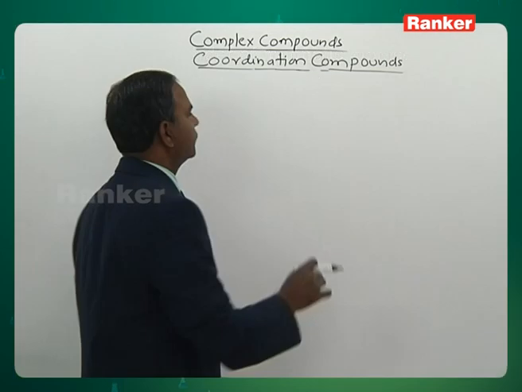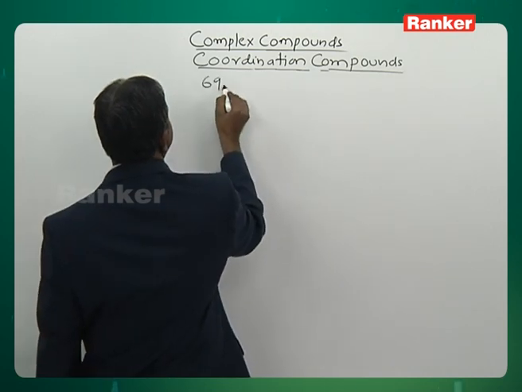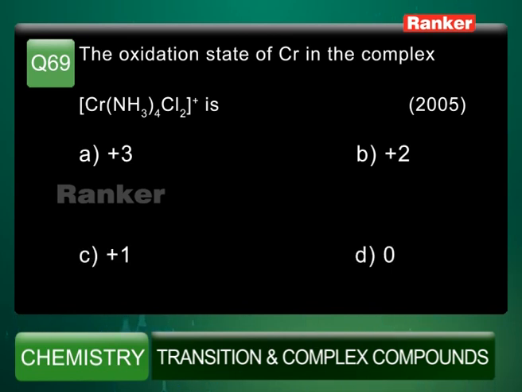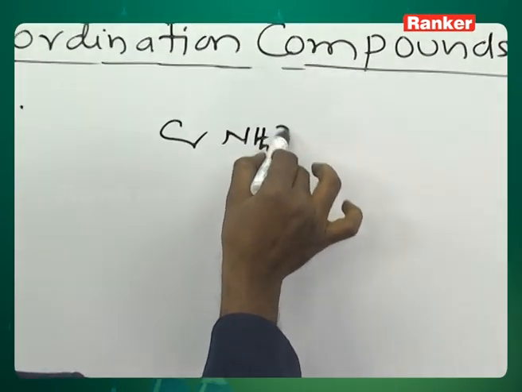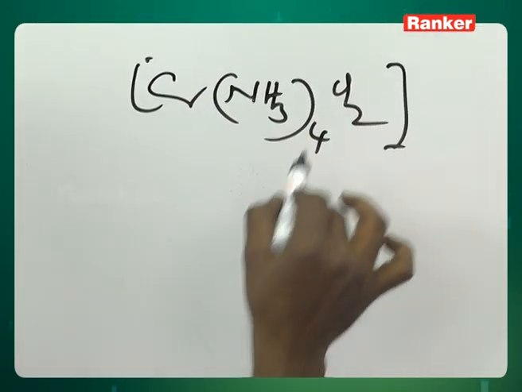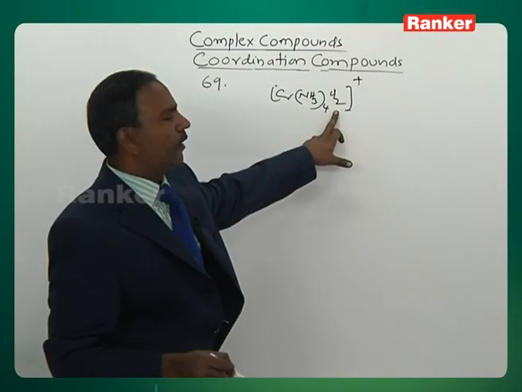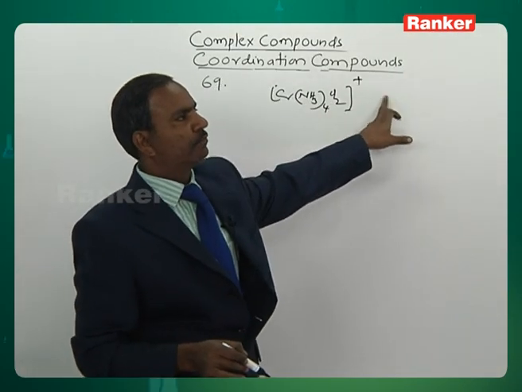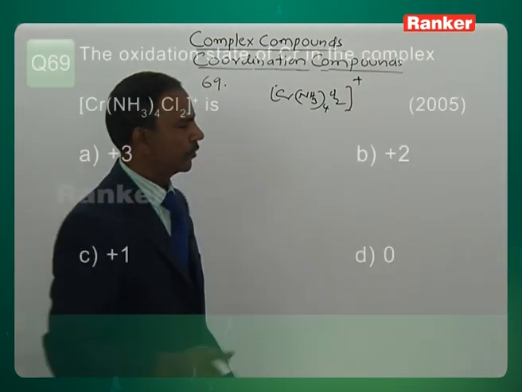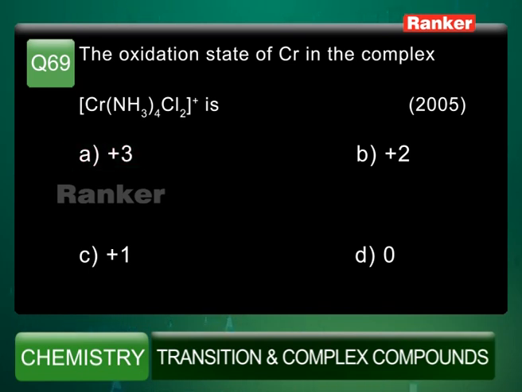Question number 69. The oxidation state of chromium in the complex [Cr(NH3)4 Cl2]+. See, 2 chlorides inside, 2 minus charges, 1 more plus charge is there. Then total oxidation number of this particular complex of chromium coming to be +3. So, for question number 69, answer is A.